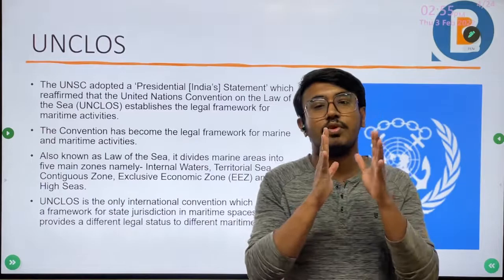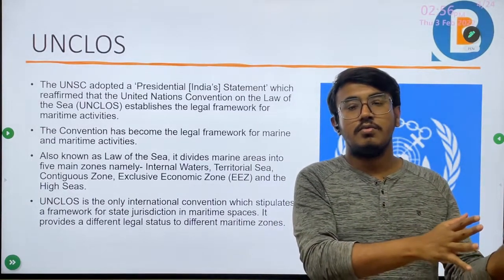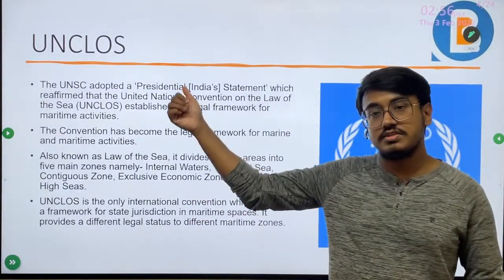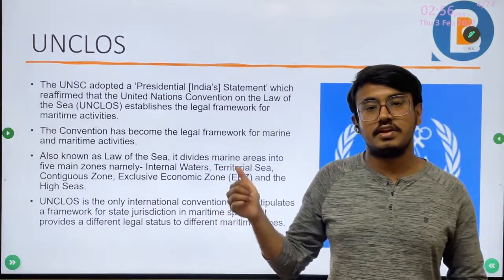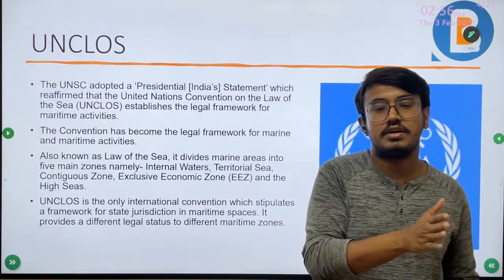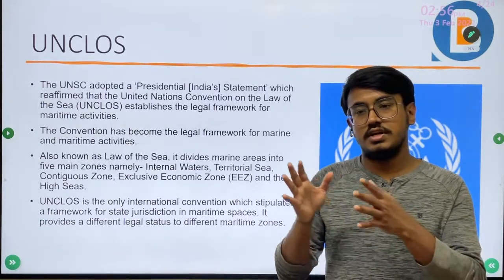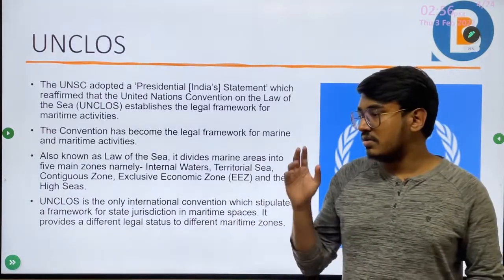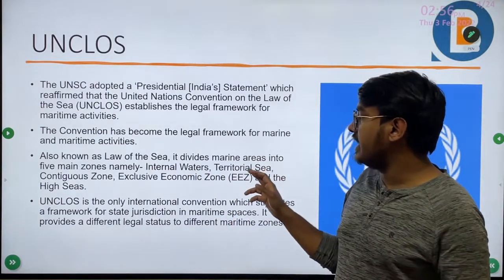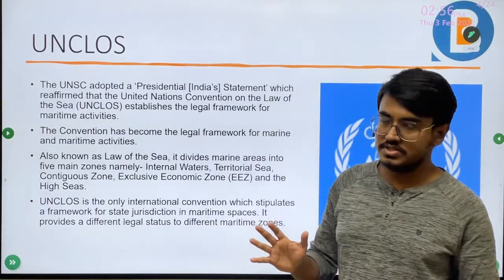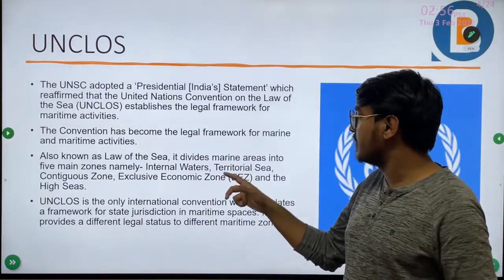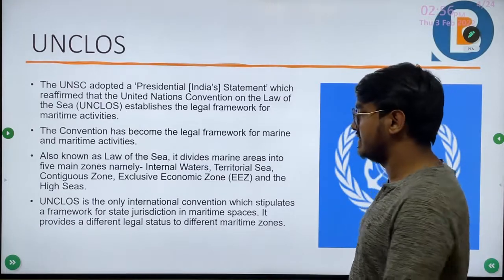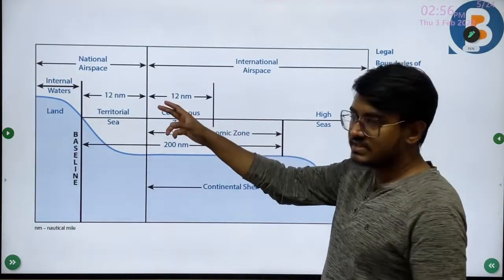So who decides what is international waters and what are high seas, and where does each country's authority end? UNCLOS is the convention which determines where the territorial waters, or our own maritime territory, ends. UNCLOS has divided the marine areas into 5 major regions: internal waters, territorial sea, contiguous zone, exclusive economic zone, and the high seas. So this is the division.